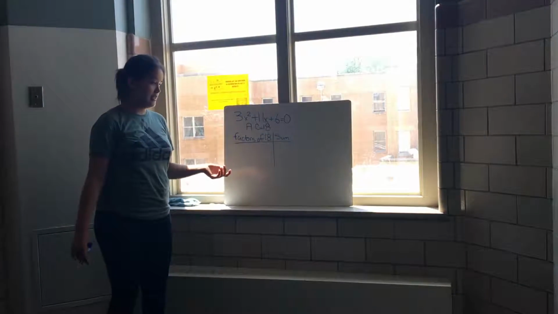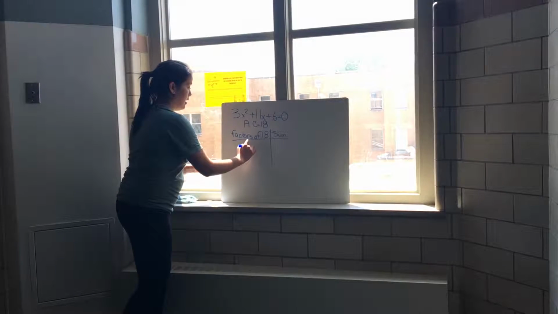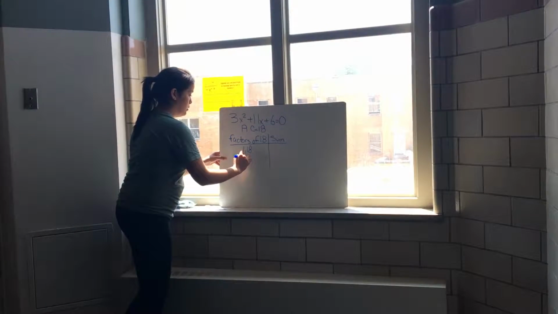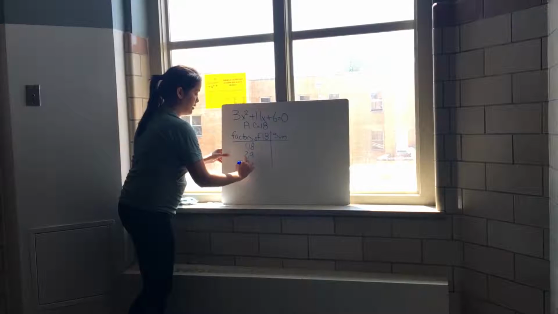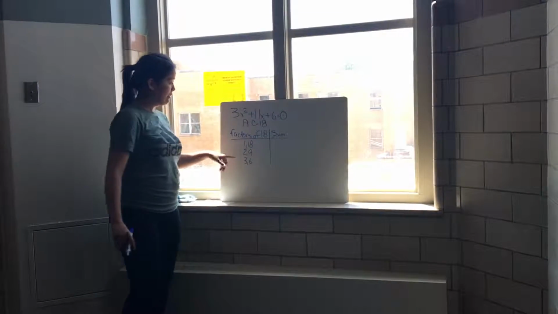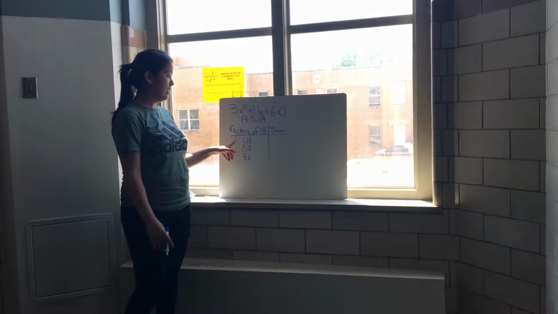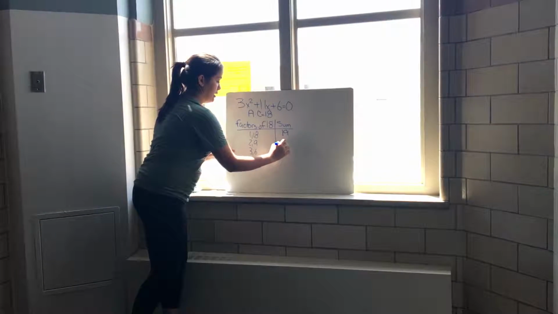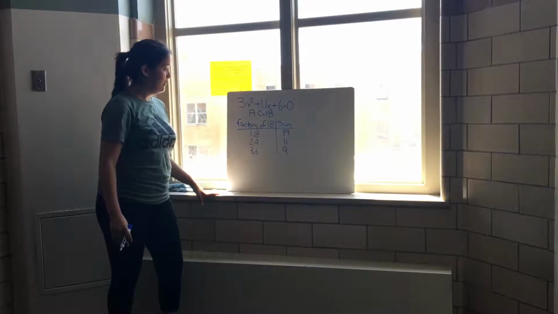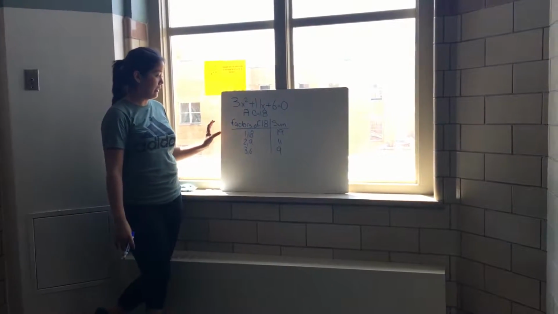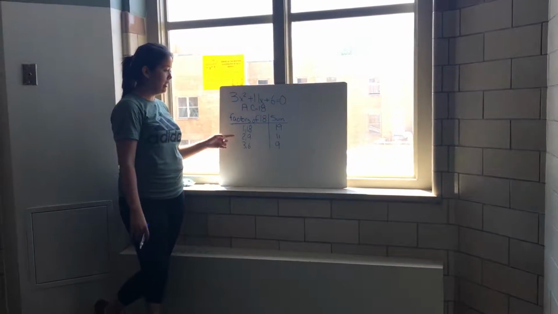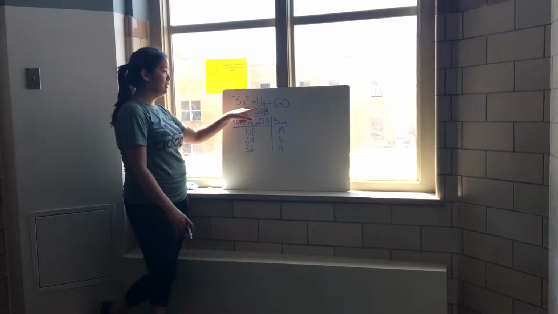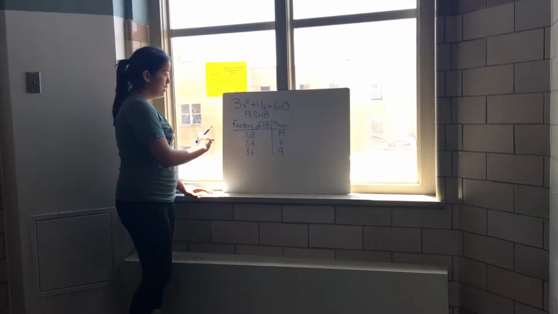The factors of 18 in this case are 1 and 18, 2 and 9, and 3 and 6. After we find the factors, we just have to find the sum of the factors. So it will be 19, 11, and 9. For this problem, the factors that we will be using are 2 and 9 because they add up to 11, and 11 is equal to the middle coefficient.